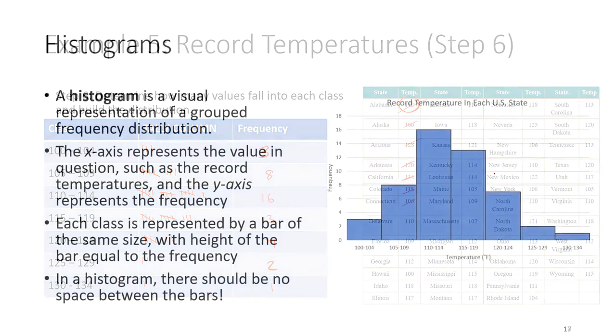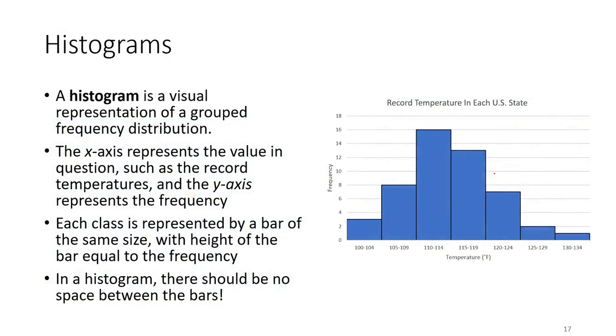A histogram is just a visual representation of a grouped frequency distribution. The x-axis, in this case, represents the value that we're interested in. So for our example that we just did, the temperature. And the y-axis represents the frequency, or the count, how many were in each of those particular classes. Each class is represented by a bar of the same size. I notice all of these are the same size. And the height of the bar is equal to the frequency.